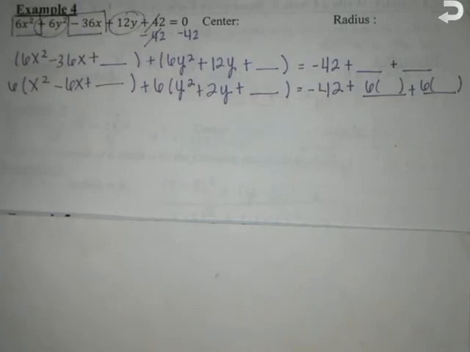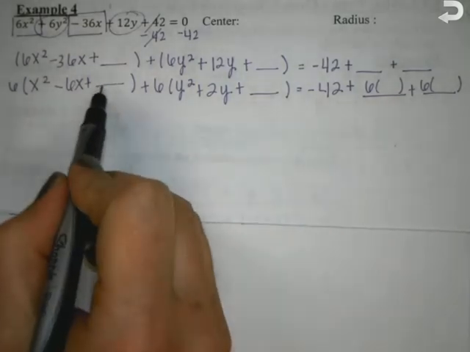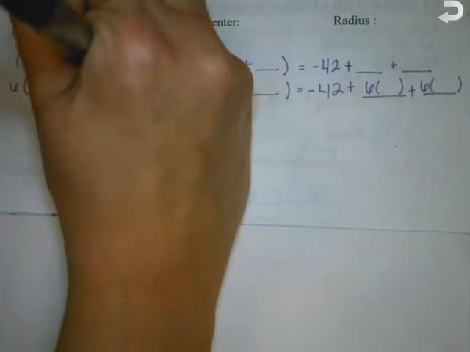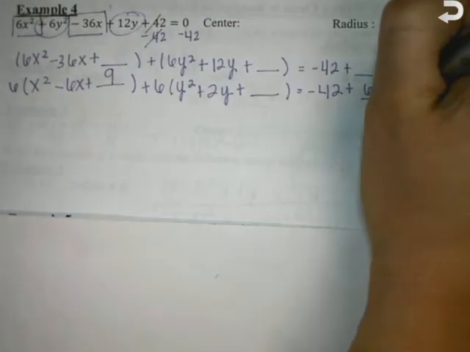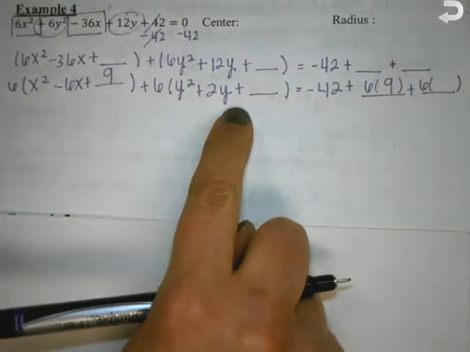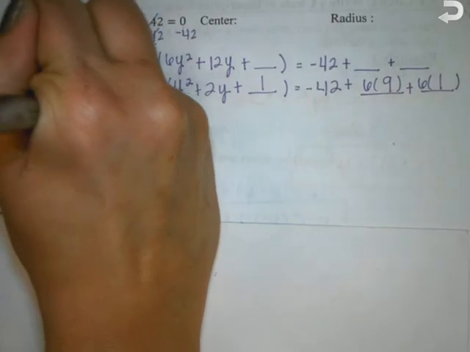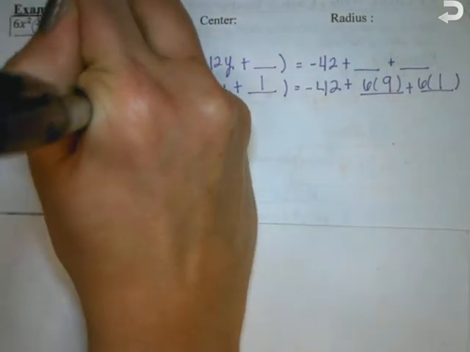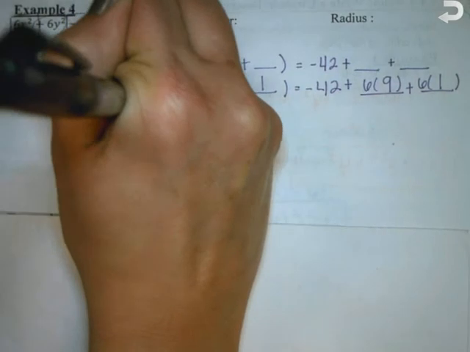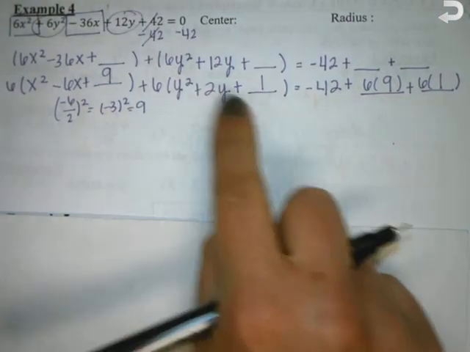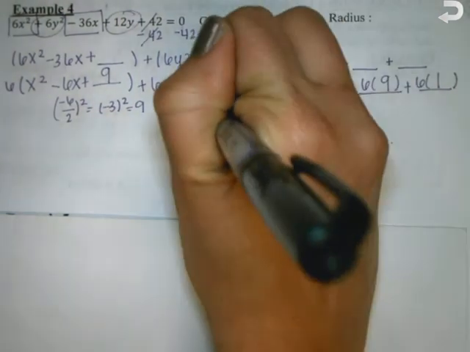Okay guys, what did you get for those blanks? 9 right here in the x's, so we're going to put 9 right here. 1. And what goes here? 1. Good. Okay, so we did negative 6 divided by 2 squared, which gave me negative 3 squared, which gives me 9. That's how I got this one. This one, same thing. We have 2 divided by 2, and then we square that. So that gives me 1 squared, which equals 1. So we fill in 1 into the y's.